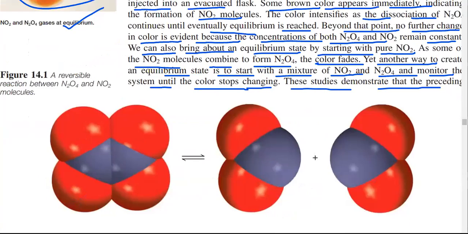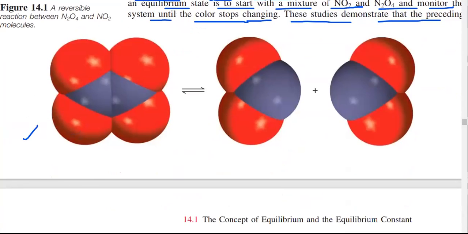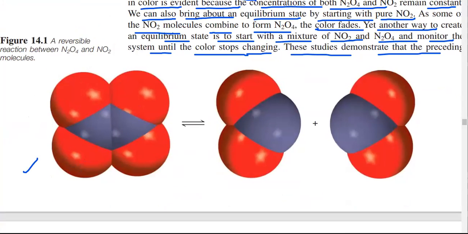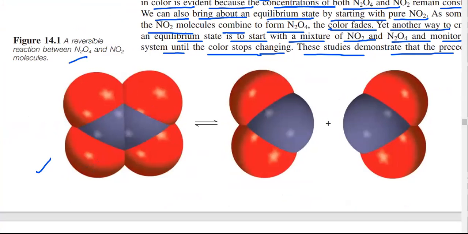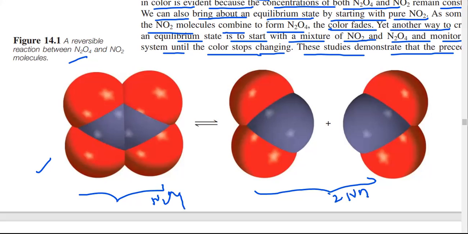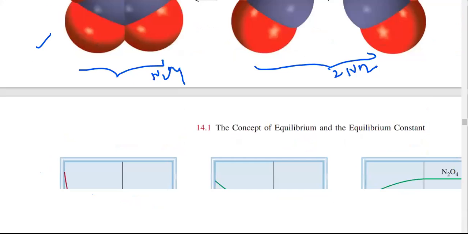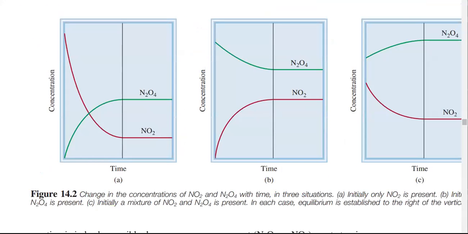So these studies demonstrate the preceding reactions. This is the pictorial representation, the general idea here. This is the reversible reaction between N2O4 and NO2. These two are NO2, this is N2O4, and the two NO2 molecules are here. What we have observed here is the concentration along the y-axis and the time along the x-axis. We take the concentration of NO2 as higher in the beginning, so this picture shows the change in the concentration of NO2 with time.